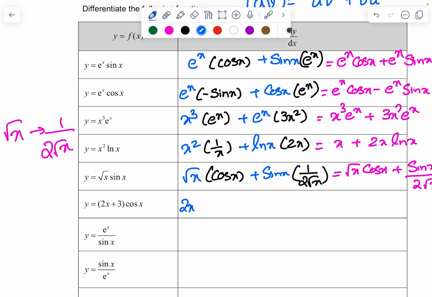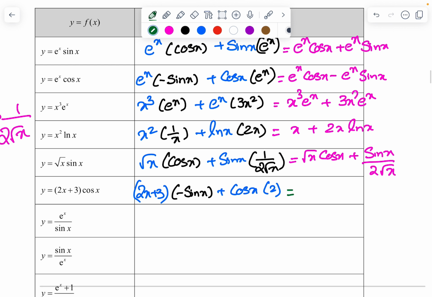Now 2x plus 3 as it is, cos x derivative is negative sin x. Then next time cos x as it is, 2x derivative is 2. So my final answer is going to be, let me change the color this time, 2 cosine x minus 2x plus 3 sin x.